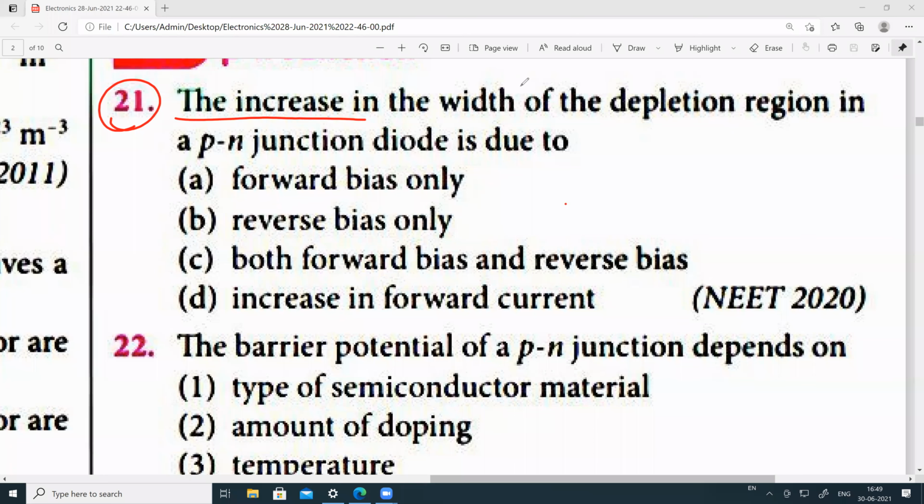The increase in the width of the depletion region in a PN junction diode is due to. Four options they have given: forward bias only, reverse bias only, both forward bias and reverse bias, increase in forward current. The width of the depletion layer increases in reverse biasing. Therefore, for 21, B1 is the right answer.